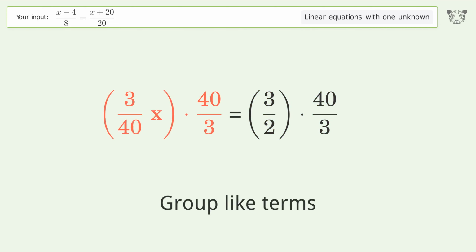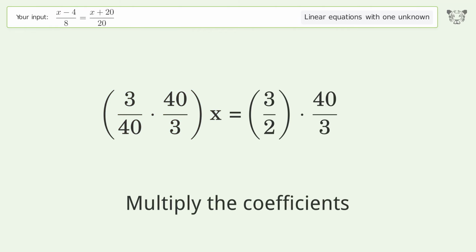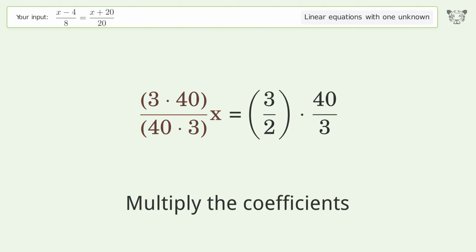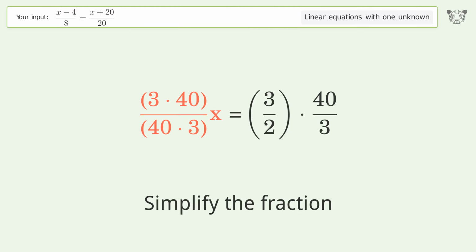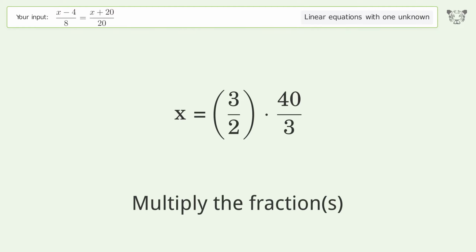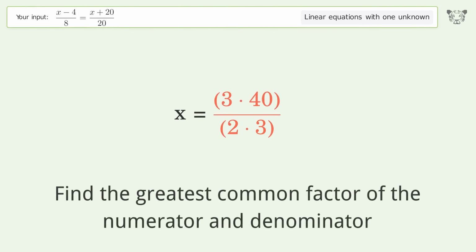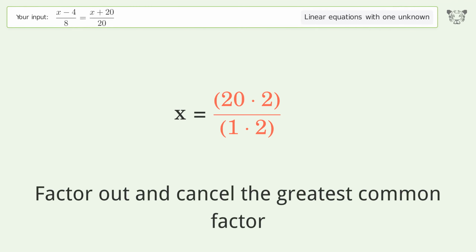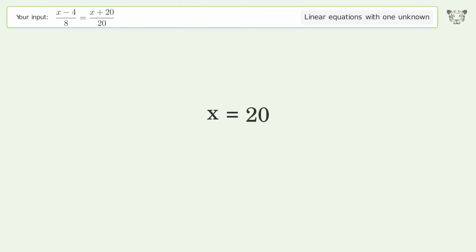Group like terms. Multiply the coefficients. Simplify the fraction. Multiply the fractions. Find the greatest common factor of the numerator and denominator. Factor out and cancel the greatest common factor. And so the final result is x equals 20.